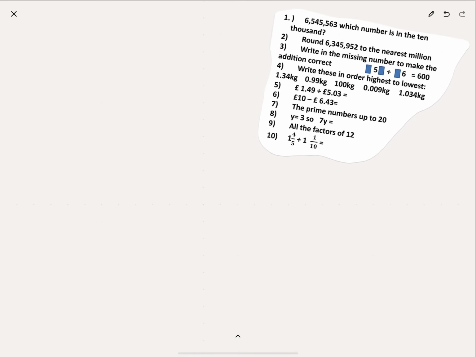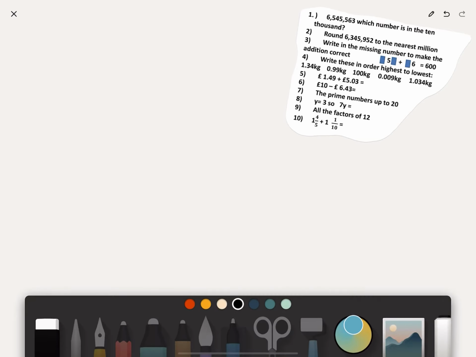£1.49, add £5.03. A couple of ways of doing that. Now we're going to do a slightly more complicated way. You have to keep your head on it. What does that even mean? Keep your head on it. You have to pay attention to what you're doing.